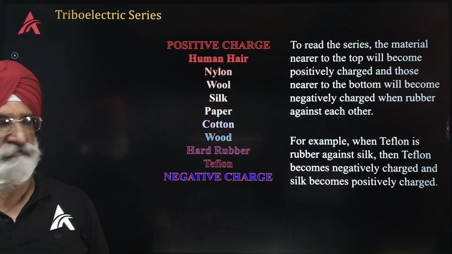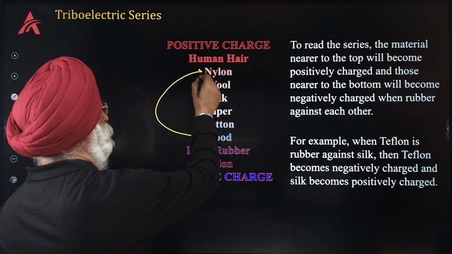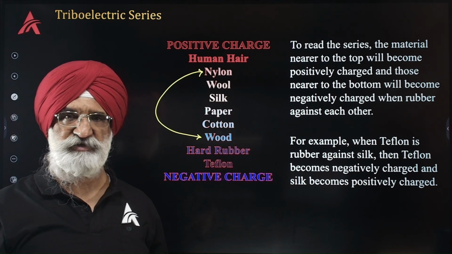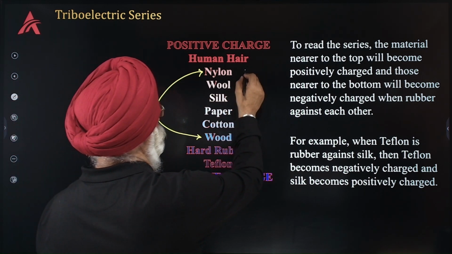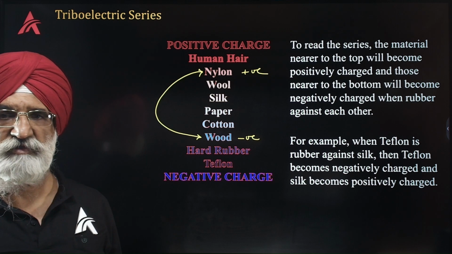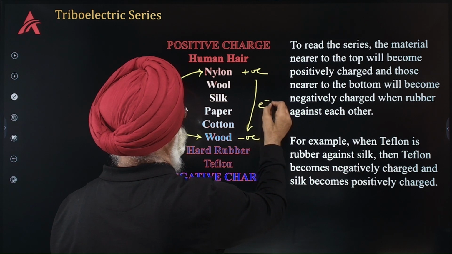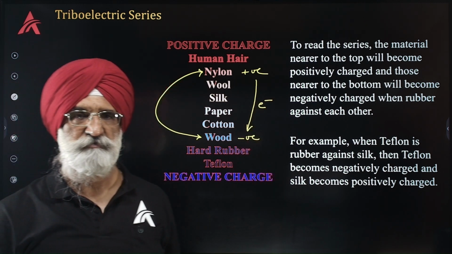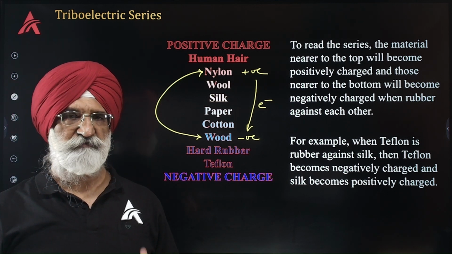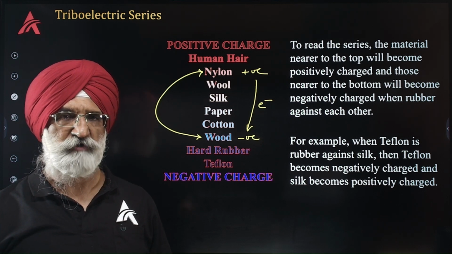We'll take up an example. Suppose nylon is rubbed with wood. Nylon is at the top of the series and wood is at the bottom of the series. Therefore, nylon will acquire positive charge and wood will acquire negative charge. The electrons will be transferred from nylon to wood. So this is how you can come to know, when different elements are rubbed against each other, how the transfer of charge will take place and how the bodies will get charged.